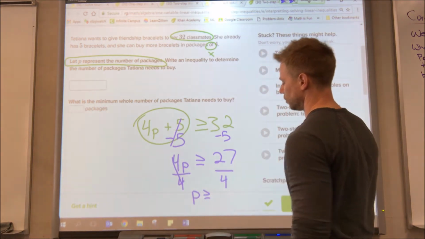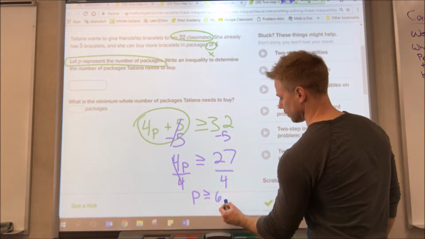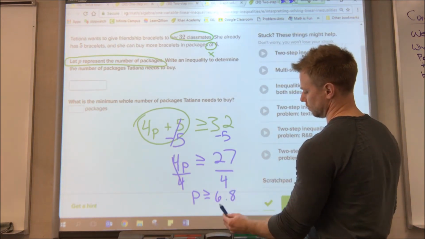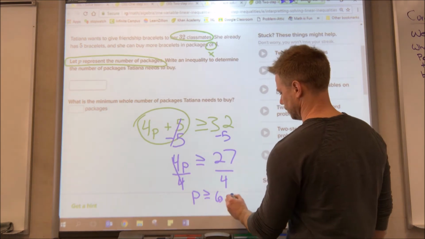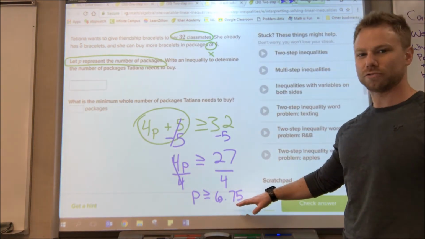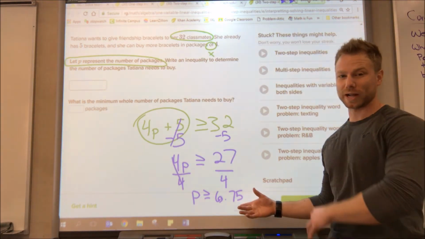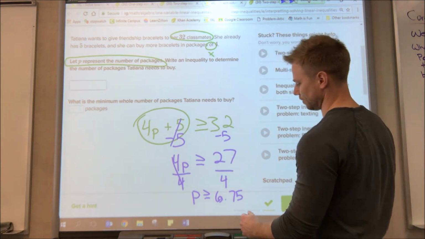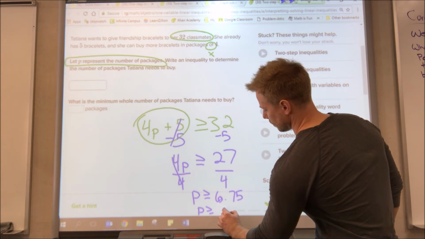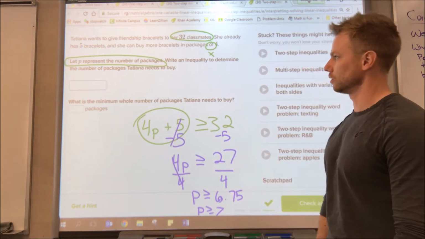P is greater than or equal to, it's going to be 6 point something, maybe. Okay, but you can't buy 3/4 of a package. So since she needs more than 6, we're going to have to round all the way up to 7. Okay? So she would need 7 or more packages. So P is greater than or equal to 7.